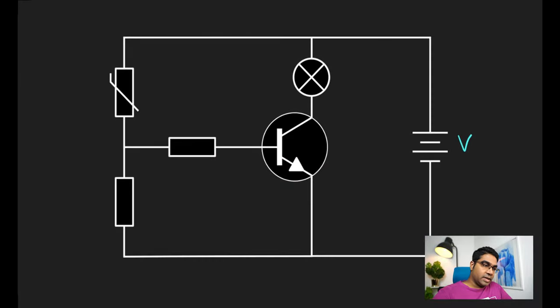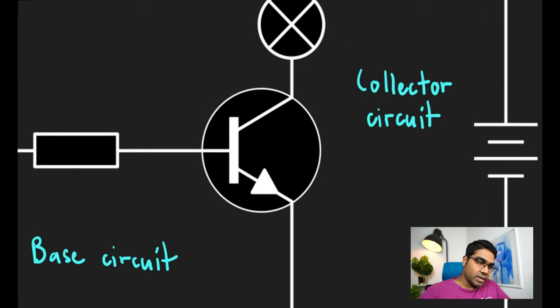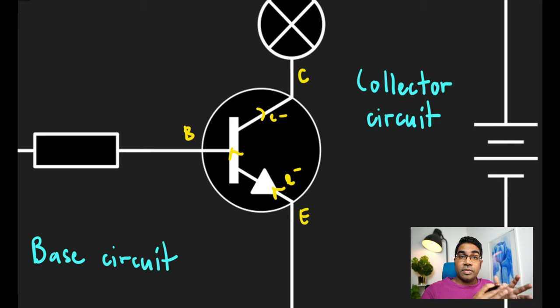A transistor circuit itself is actually made up of two different circuits, and that is the base circuit and the collector circuit. The names of these circuits are due to the legs of the transistor. This leg is known as the collector, this is the base, and this is the emitter. The emitter emits the majority charge carrier from the emitter to the collector. In this case, this would be electrons. The emitter actually emits electrons to the collector, and therefore they are named emitter and collector. The base controls the flow of the majority charge carriers between the emitter and the collector.